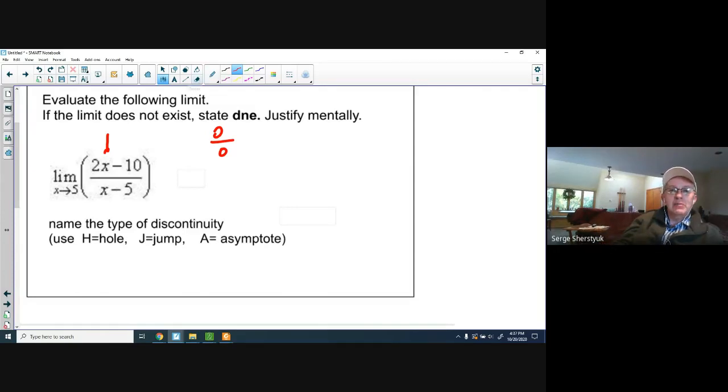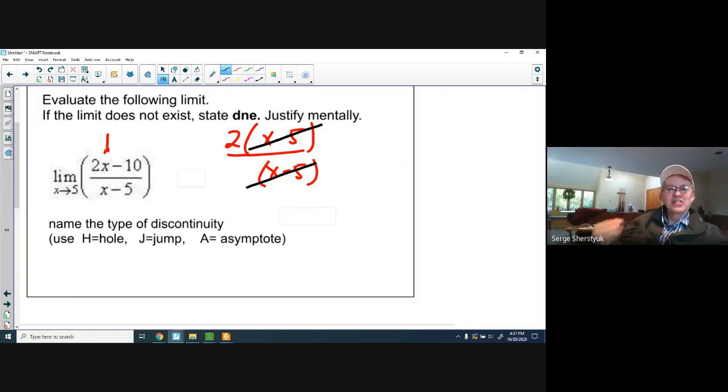Therefore, you should be able to do something. You should be able to use your algebra skills. In this case, it's a really easy one. You can see, factor out a common 2. So this is really 2 times (x minus 5), the whole thing divided by x minus 5. Oh, this is too easy. So what happens here? Okay, that cancels. We just canceled a discontinuity.